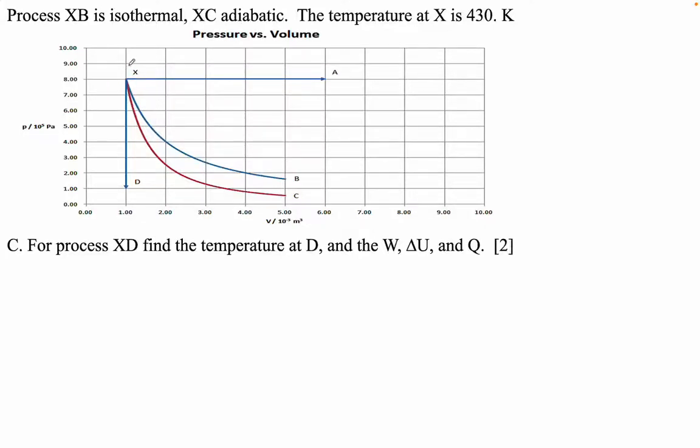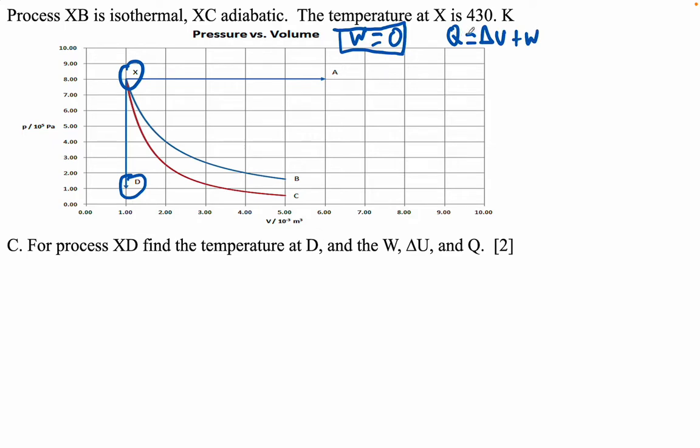Okay, so process XD is just this guy, right? This is an isochoric cooling. Since the piston doesn't move, this is the case where work is 0. The piston has to move for the process to do work. And if it's just cooling, so basically what's happening here is that Q is equal to delta U plus work.